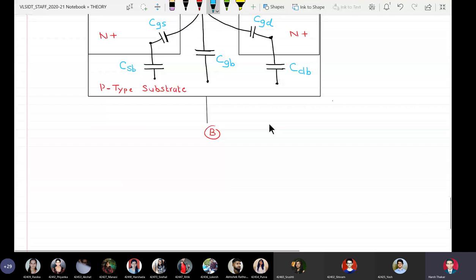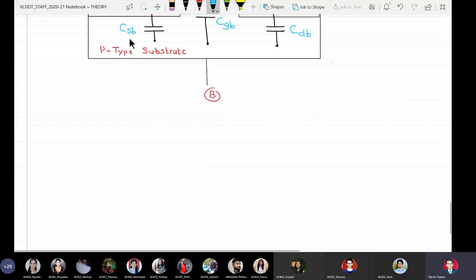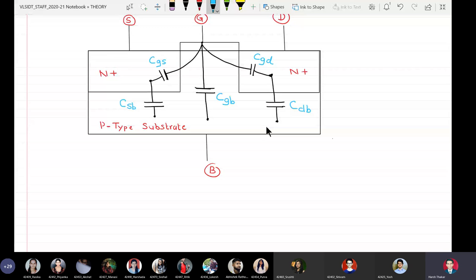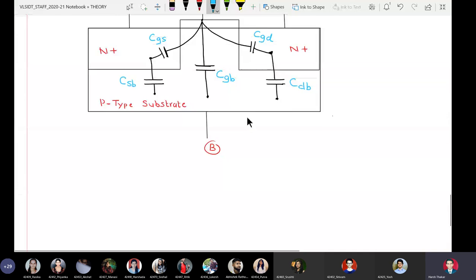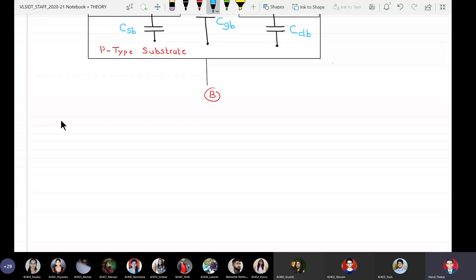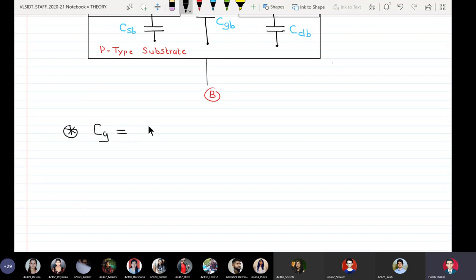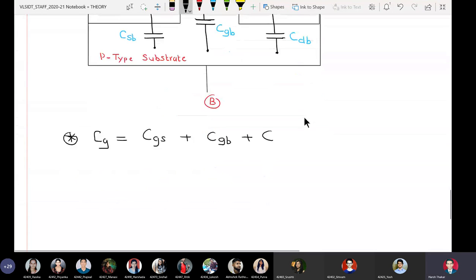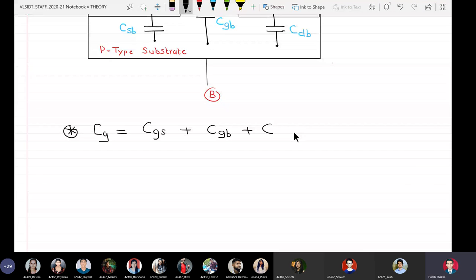Okay, so we can mathematically write, because CGS, CGD and CGB are in parallel, the gate capacitance will be a summation of these three. So we can write down CG is equal to CGS plus CGB plus CGD. So the gate capacitance CG is a summation of CGS, CGB and CGD.